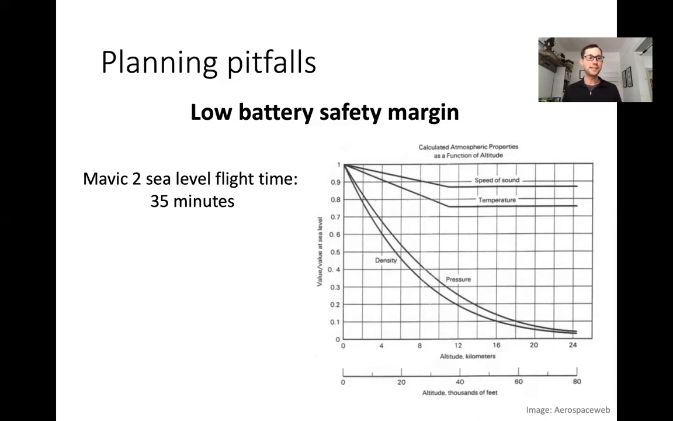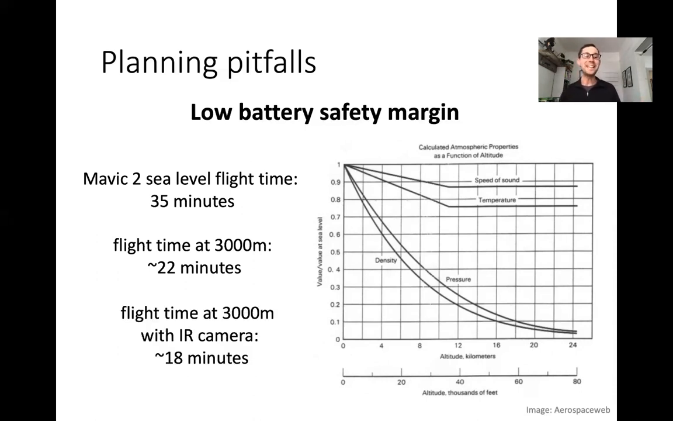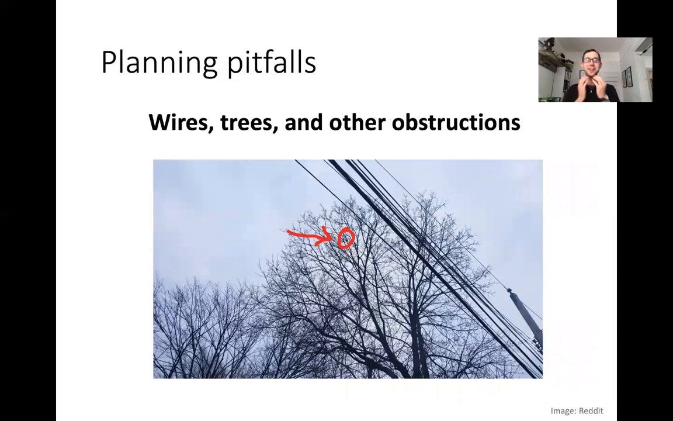In practice, that means that a drone like I use, the Mavic 2, can fly for about 35 minutes at sea level, but only about 22 minutes at 3,000 meters, and then only about 18 minutes at 3,000 meters with an extra IR camera strapped to it. So keep that in mind. And finally, on the planning side of things, it's just easy to crash into stuff.